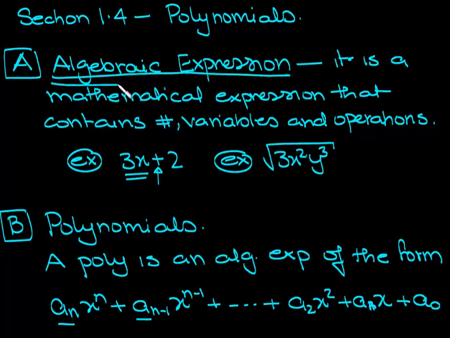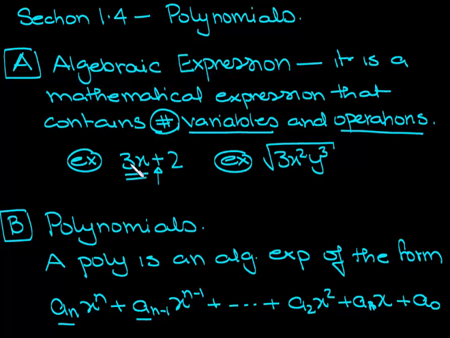What's an algebraic expression? An algebraic expression is a mathematical expression that contains numbers, variables, and operations. Anytime you see something that contains numbers, variables, and operations, we call it an algebraic expression. Here are some examples of it. We have a mathematical expression that contains operations, variables, and numbers, so it's an algebraic expression. Here's another one that contains a radical, but it has numbers and variables. Those are examples of algebraic expressions.